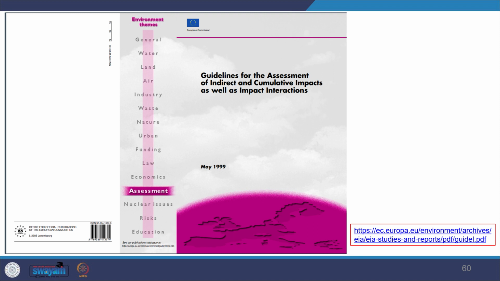You can also find another by the European Commission. Here it gives you guidelines for assessment of indirect and cumulative impact as well as impact interaction. So it also gives you very thorough guidance in this area, and it specifically deals with assessment. So those are the guidance which are available, so you can see through those how different stages can be done.